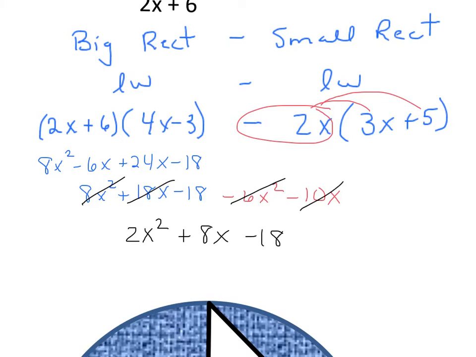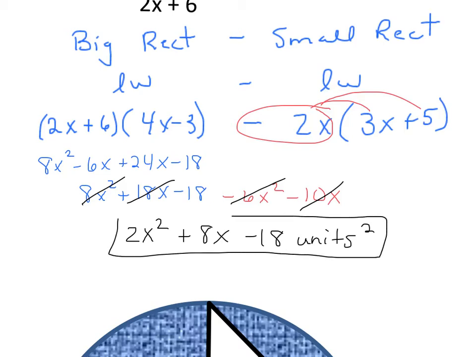Now again, we are going to label whatever unit they give us. Again, if they don't give us a unit, we're going to put units squared. All right, so again, big shape minus little shape.